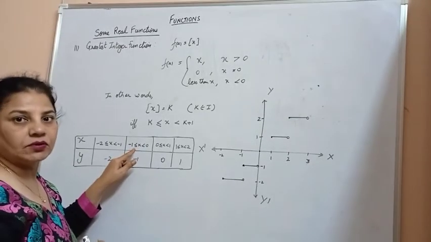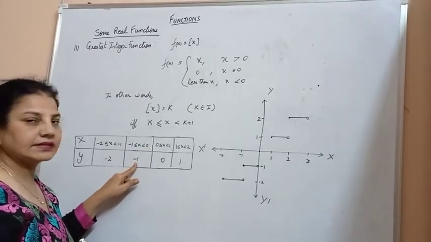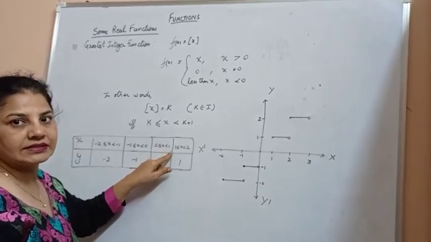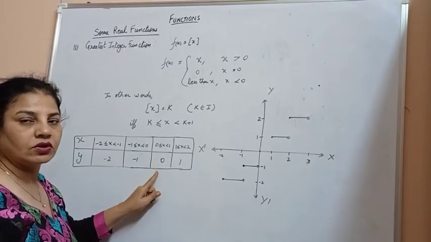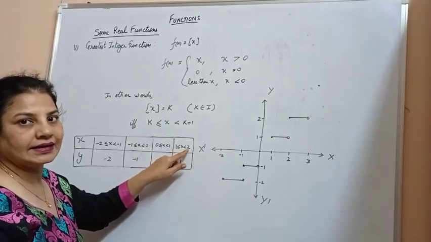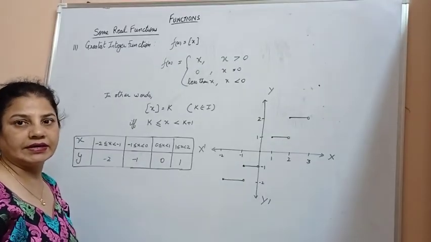Again, when x is greater than or equal to -1 and less than 0, we have the value as -1. Or we can say x is greater than or equal to 0 and less than 1. In comparison of 0 and 1, the smaller is 0, so we take the value as 0. Then x is greater than or equal to 1 and less than 2. Of 1 and 2, 1 is smaller, so we take the value of y as 1.